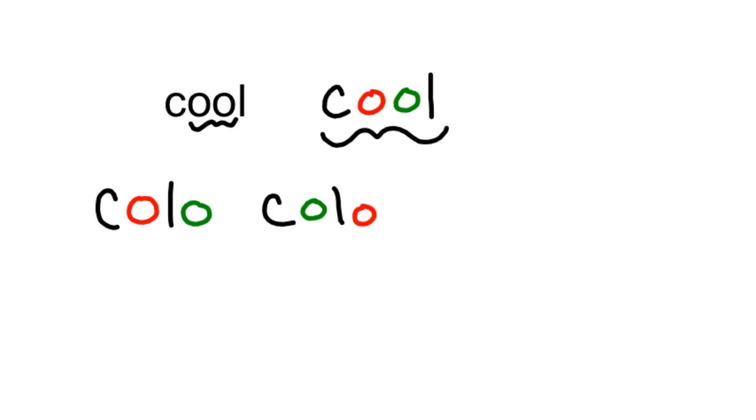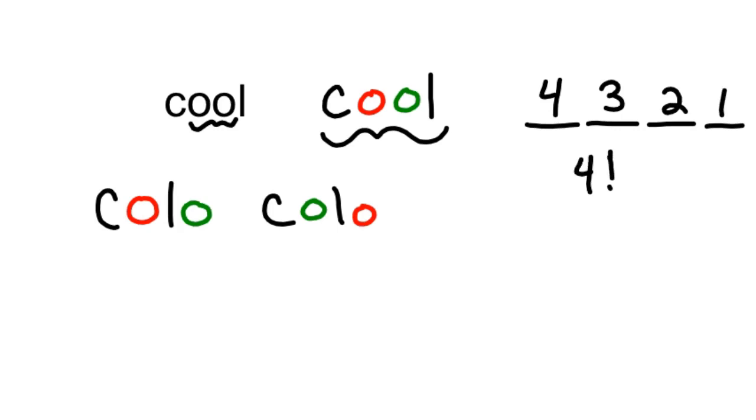Okay, so if we were just to do this as what we just had, there's 4 times 3 times 2 times 1, or 4 factorial ways to do "cool", which is 24, because there's 4 letters like the last word we just had, we'd have 24 ways.